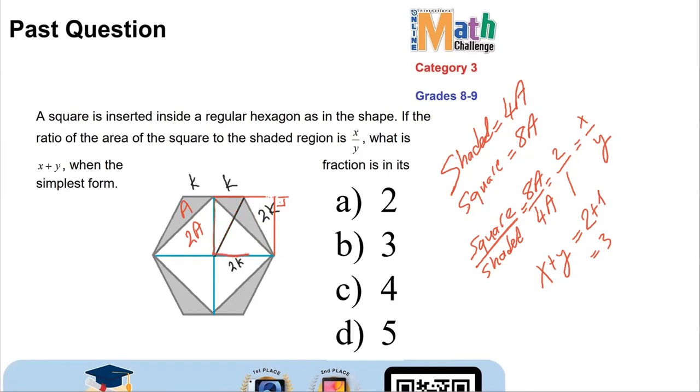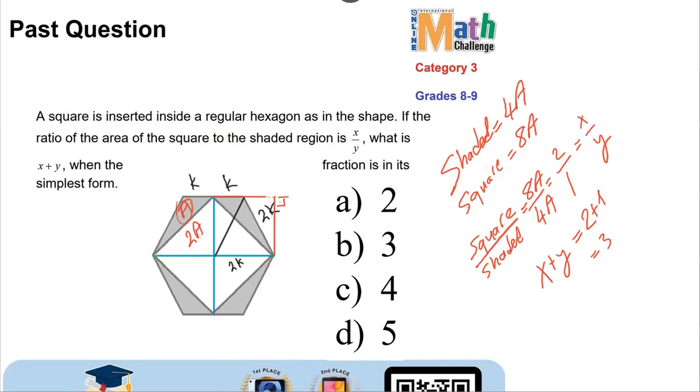Now, if we compare area of this white triangle and this shaded triangle, we see that their height is same, but base of white one is 2k and the shaded one is just k. So it means the area of white one is 2 times the area of shaded one. So if we call the shaded area as A, the white one will be 2A. So we have 1, 2, 3, 4 triangles like this one. It means the square area equals 4 times 2A, 8A.